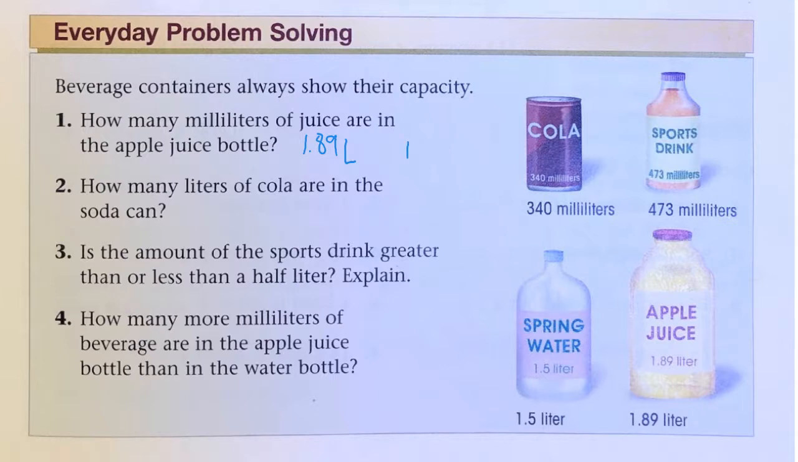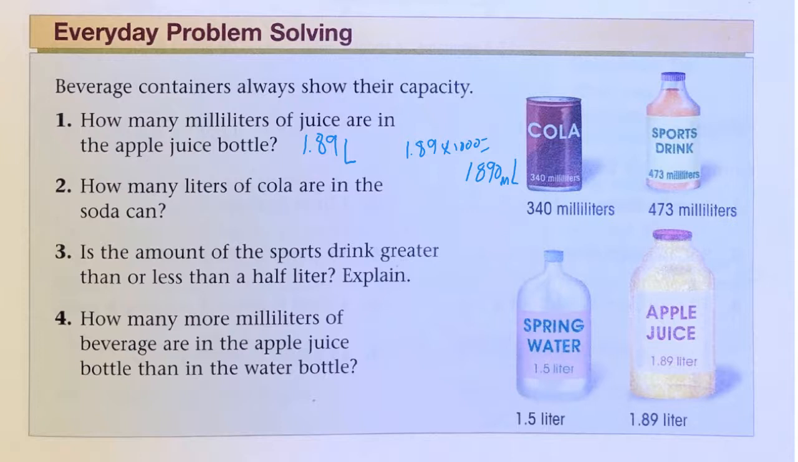So we're moving from the larger to the smaller. So we're multiplying the 1.89 times 1,000 because it takes 1,000 milliliters to make a liter. So we're moving the decimal 3 times to the right. And that's going to write underneath 1,890 milliliters.